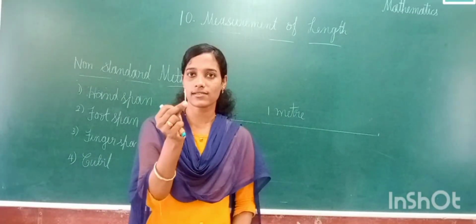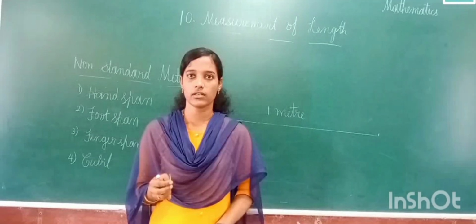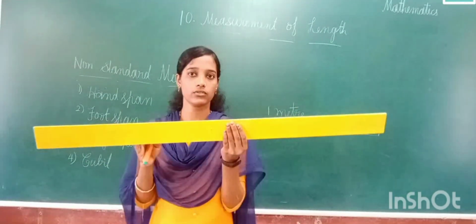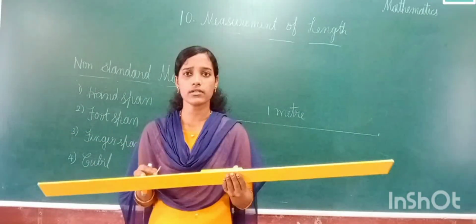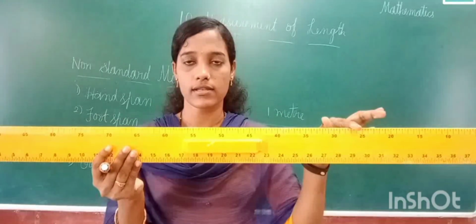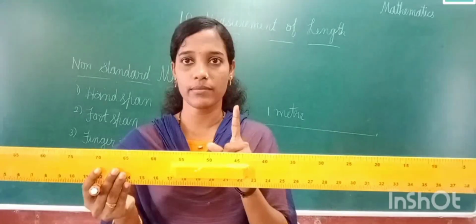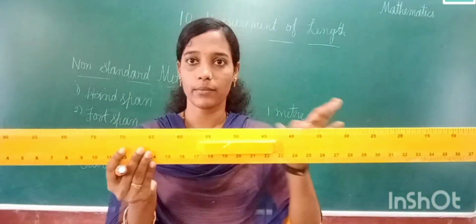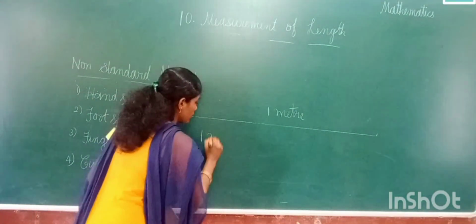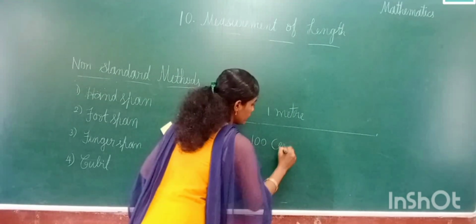Can you see the mastics? Yes. It is too small, but the meter scale is too large. So when we measure very small units, meter itself is too large. So how do we measure them? Here a meter was broken into 100 small equal parts, and one such part is called a centimeter. So 1 meter means 100 centimeter. 1 meter is equal to 100 centimeter.